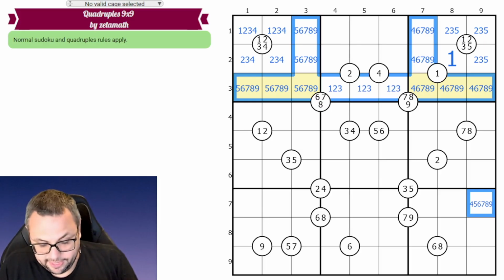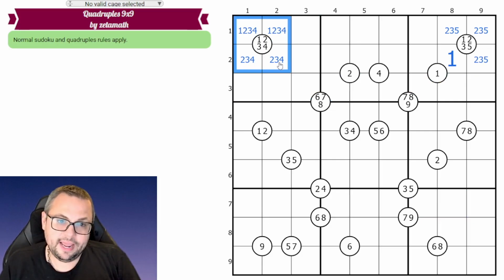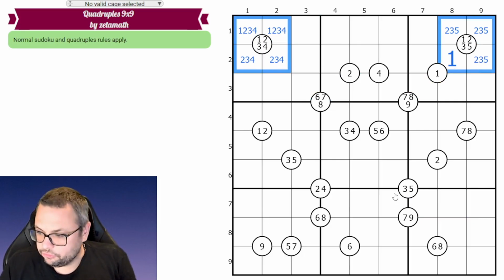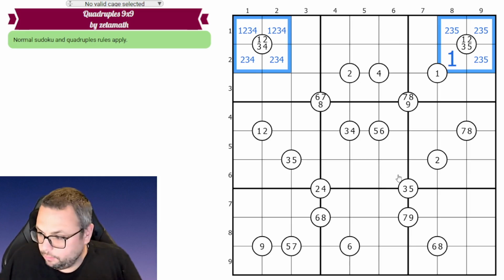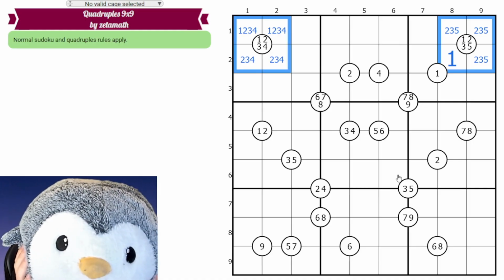The other way of thinking about this, and a good trick to keep in mind, is that you can notice that these 2 quadruples have 1 in common. And so they form what I usually call a Zackwing, after the channel mascot, Zach, who is here.